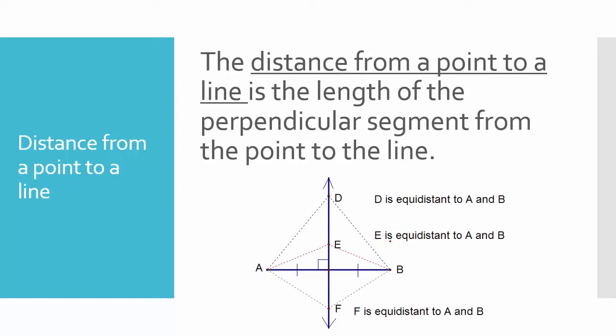Distance from a point to a line. The distance from a point to a line is the length of the perpendicular segment from the point to a line. So if I was looking at my picture, the distance from the point to this line would be this distance right here. So from D to E. Same thing over here, distance from point E to the line is this distance here. And we can say the same thing about point F. That is the distance from a point to a line.